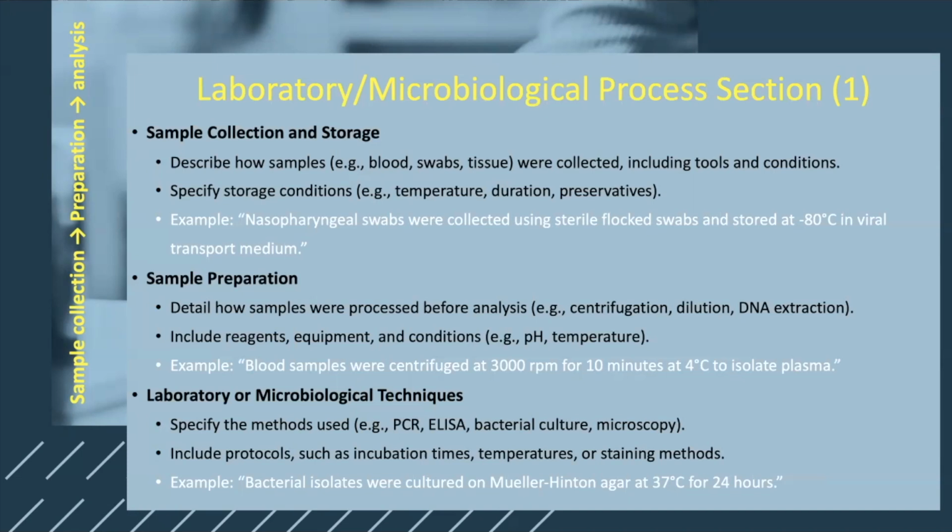After collecting our samples, we need to process them before analysis. This can involve various steps like centrifugation, dilution, or DNA extraction. To illustrate, you might say, blood samples were centrifuged at 3000 RPM for 10 minutes at 4°C to isolate plasma.